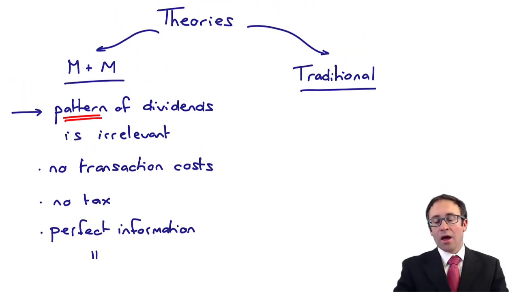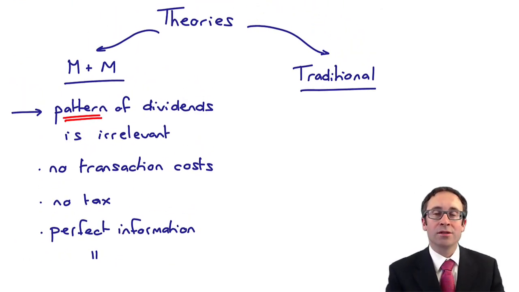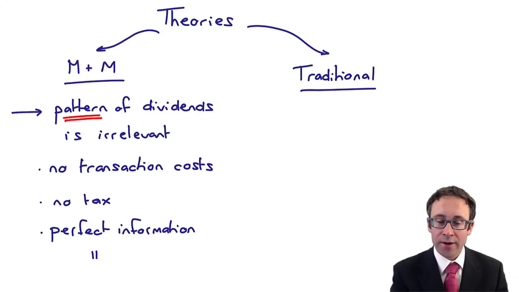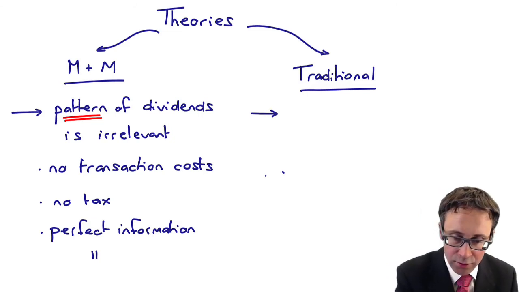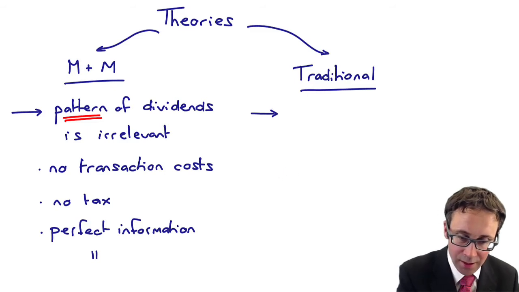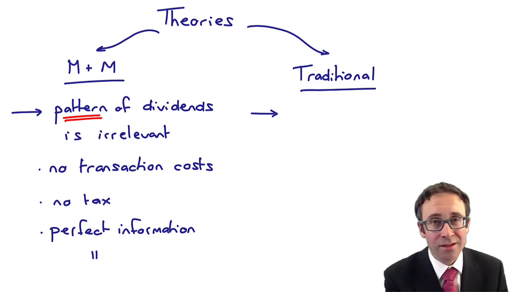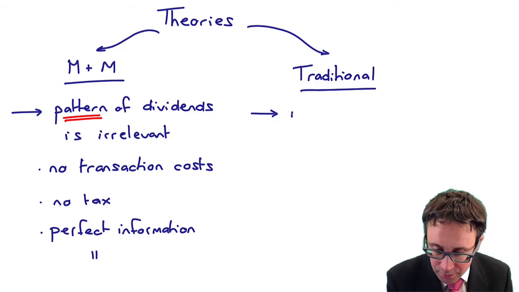So that then brings us to the traditional theory. And the traditional theory says that the pattern of dividends is important.